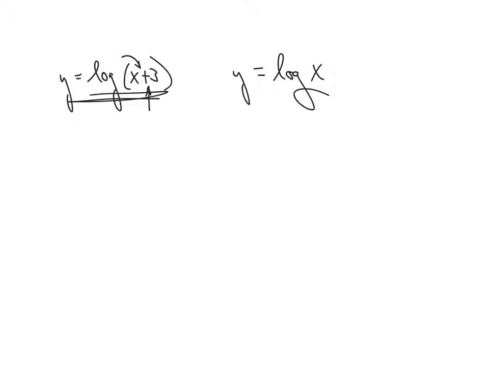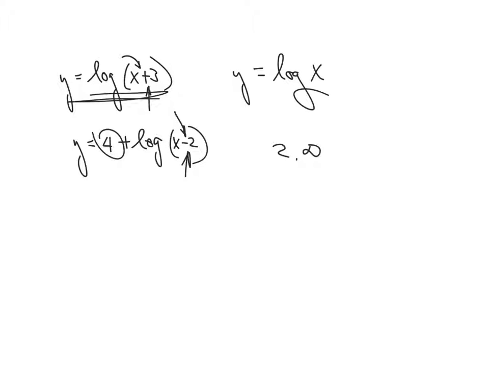Okay? If we're on B and we have y equals 4 plus the log, this is going to do several different things. This negative 2 means that we're going to shift it 2 units to the right. This 4 means we're going to shift it 4 units up. Okay? The vertical asymptote on this, where it never crosses, is at 2. And the domain is from 2 to infinity.